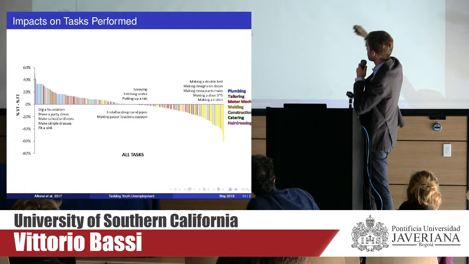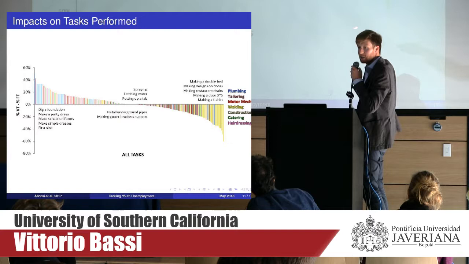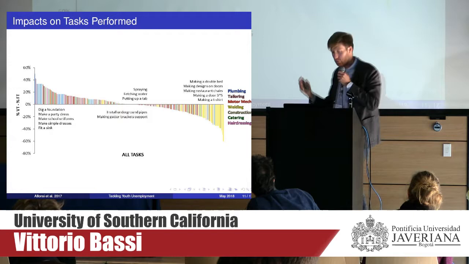When you look at the percentage of workers in vocational training that are doing a given task minus the percentage in firm training that are doing a given task, there's a lot of variation. So there are some tasks that are dominated by vocational trainees, some tasks that are dominated by firm trainees. We don't know which one of these are firm specific or not, but this is again consistent with the two types of workers doing different types of skills.